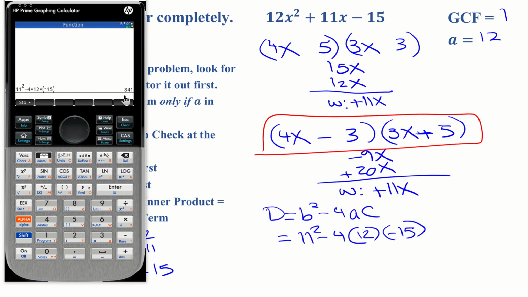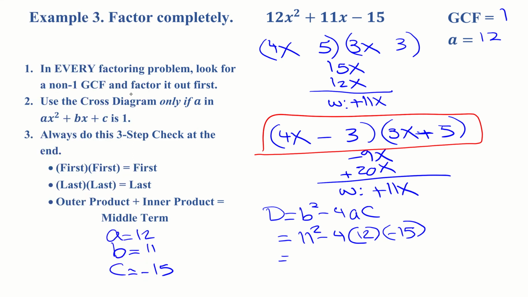The best and easiest way to do that is just to find the square root of 841. If we do that, we get a perfect 29. So this is 841, which is 29 squared. That's how you know this problem should be factorable, and of course it was.